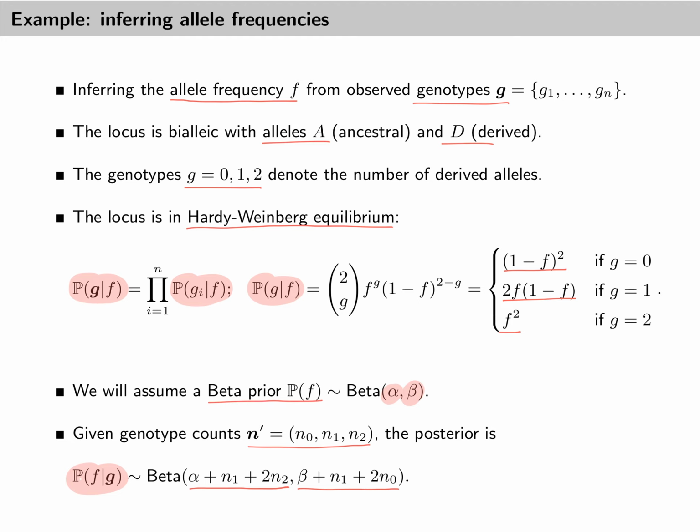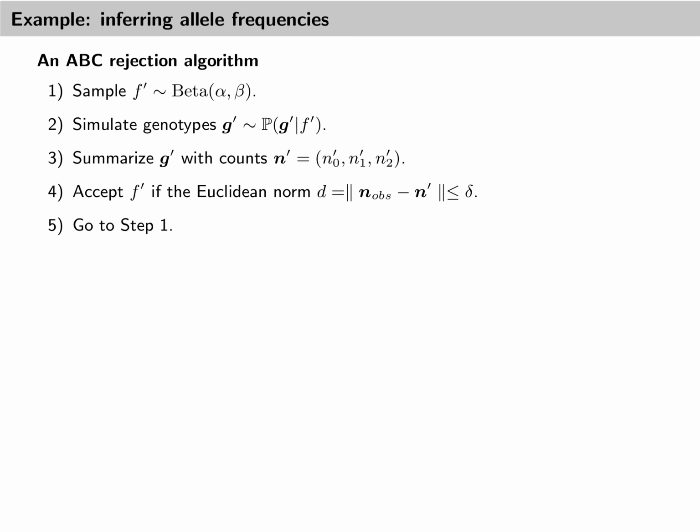Our goal is now to compare how an ABC posterior under this model would actually compare against this analytical solution, and that for different choices of the tolerance delta. Let us first review how we would actually go about implementing an ABC rejection algorithm under this model. Our algorithm proceeds using the classic steps.